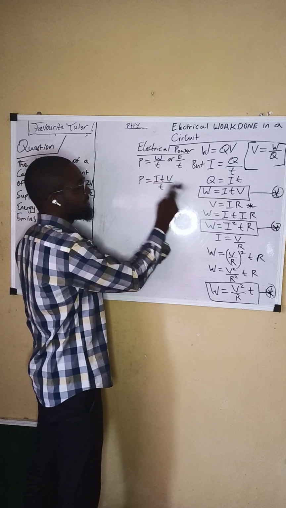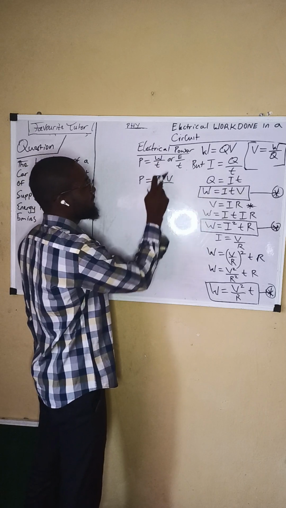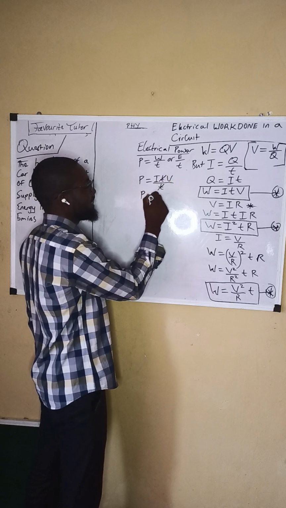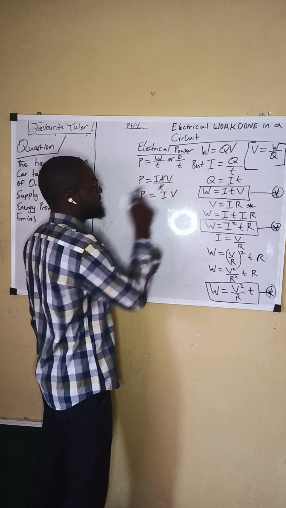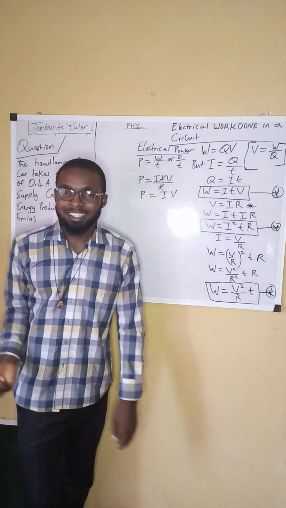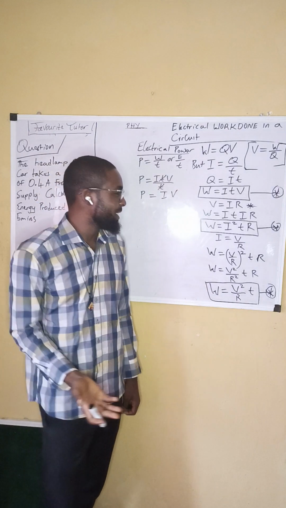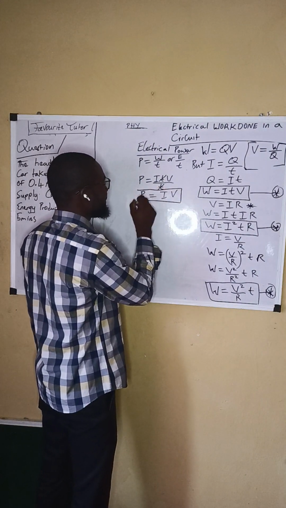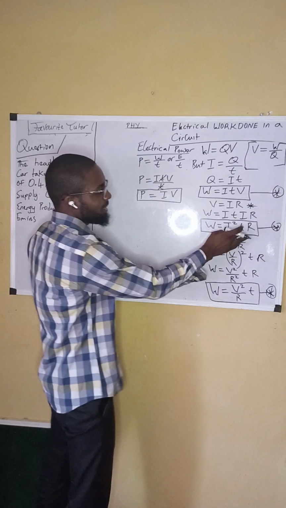Work done over time. The work done is ITV divided by time. Time cancels time, so the power is equal to IV. It's very, very simple. Power is equal to IV. These are equations for power.